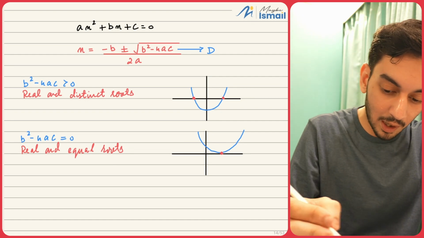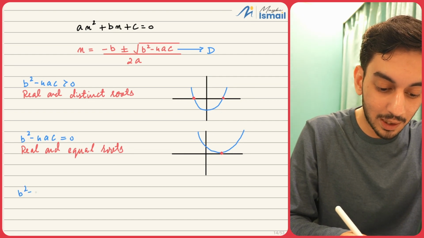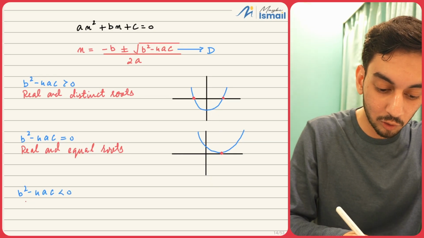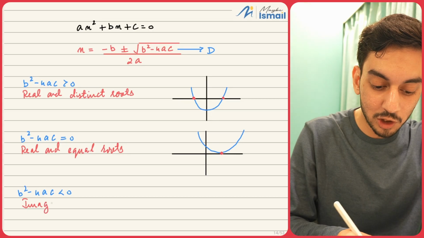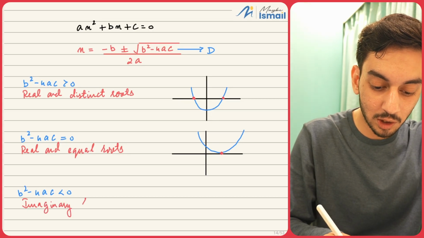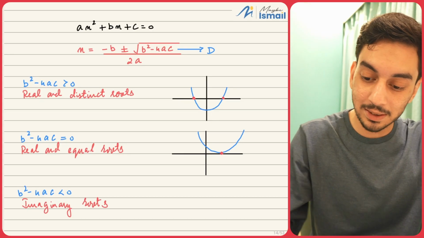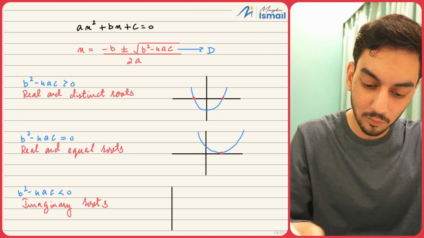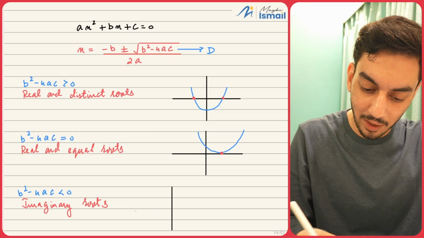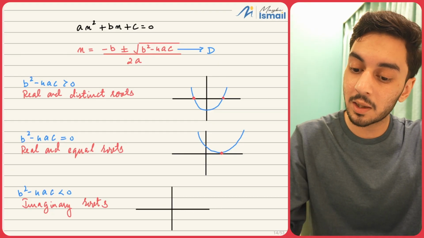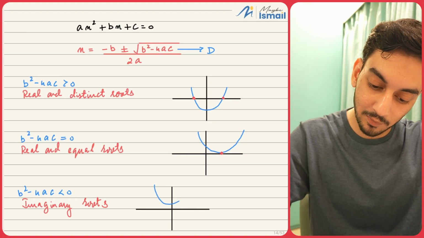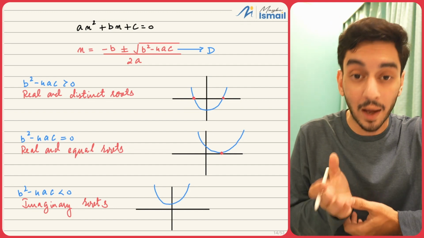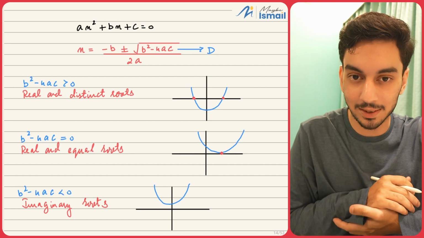And lastly, if we have b square minus 4ac less than 0, I will have no real roots, or I can say I have imaginary roots. Now what does this signify? This signifies that there won't be any roots to this kind of quadratic equation. So how would the graph look? It would be a very basic graph, a parabola obviously, but it will not cut the x-axis. It will not intersect the x-axis anywhere. So hence there won't be any roots. There won't be any values of x because it does not intersect the x-axis.